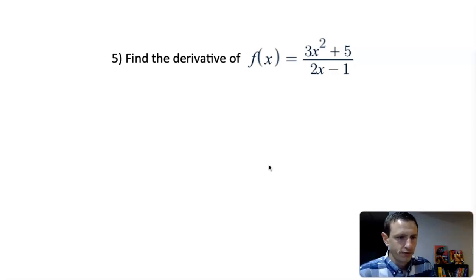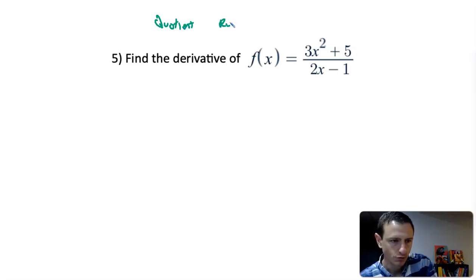Next example, we want to find the derivative of 3x squared plus 5 over 2x minus 1, and we're going to use the quotient rule here. Quotient rule. Depending on the type of notation you want to use, let's call this f of x and g of x here.